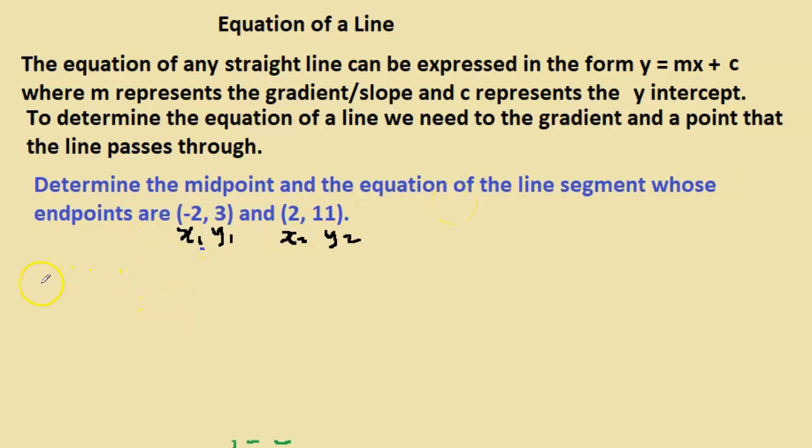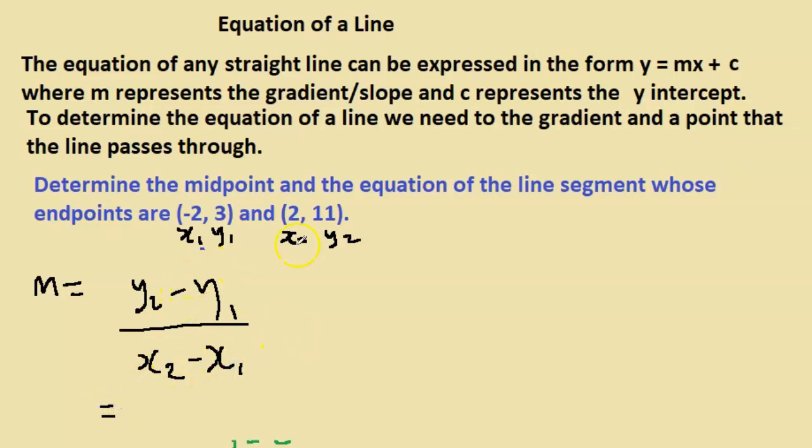Alright, so the gradient, m, is y2 minus y1 over x2 minus x1. So y2 is 11 minus y1, which is 3, over x2, which is 2, minus x1, which is minus 2. So what we have here, 11 minus 3, that's 8, over 2 minus minus 2, that's 2 plus 2, which is 4. Good? So m is 2.